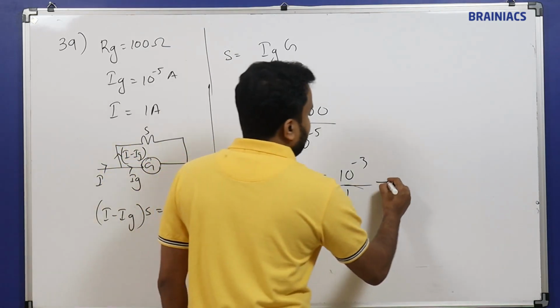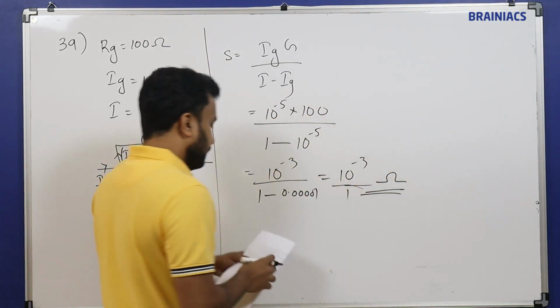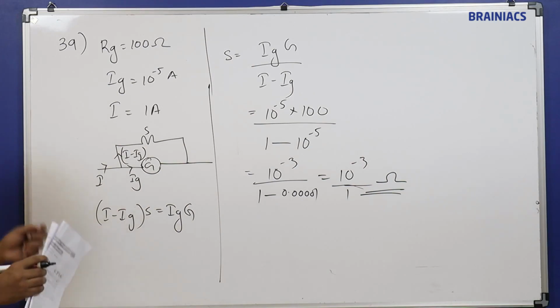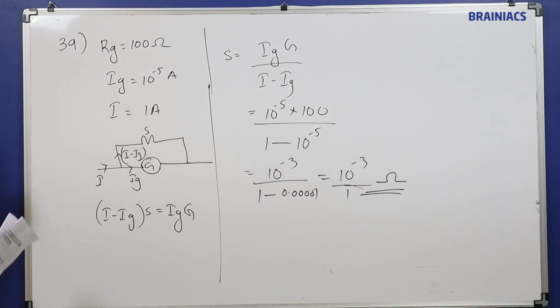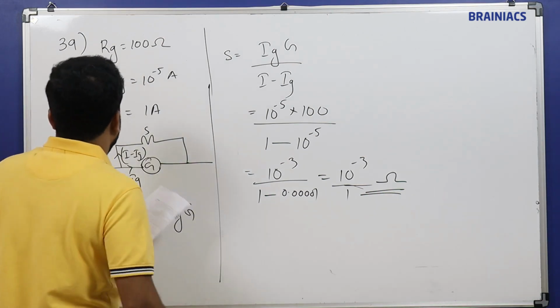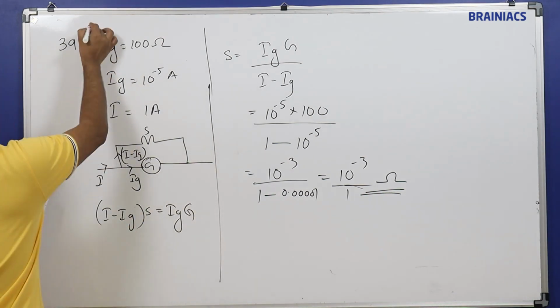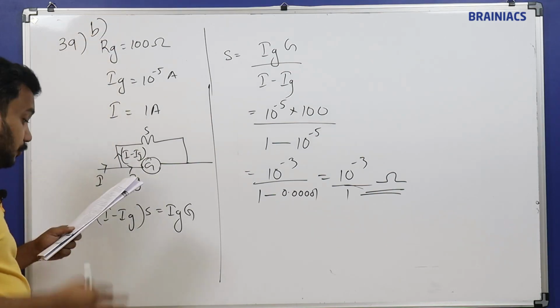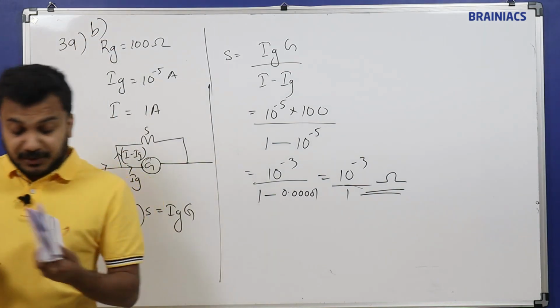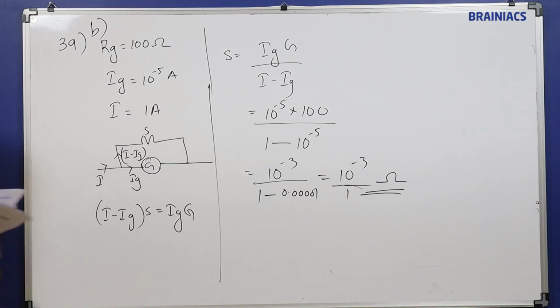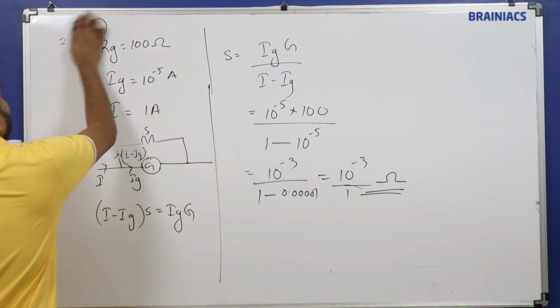So this much ohm needs to be the resistance connected in parallel with the system, so that this system will behave as an ammeter. So 10 power minus 3 ohm resistance needs to be connected in parallel. That is option B. So for the 39th, option B is the right answer. Let's move to the next question. Question number 40.